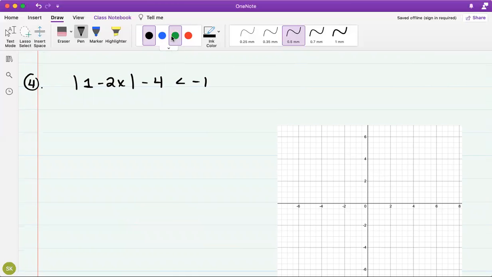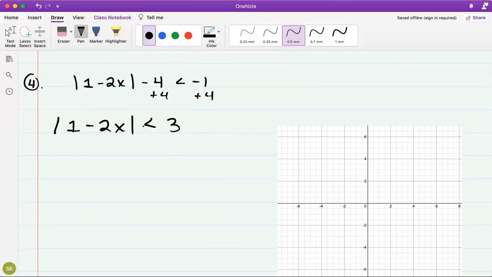Okay, here's problem number 4. Again, the first thing we want to do is isolate the absolute value. So we have 1 minus 2x, the absolute value of it, minus 4 is less than -1. So if I isolate, I get 1 minus 2x. Add 4 to both sides. So we get plus 4, this becomes 3.